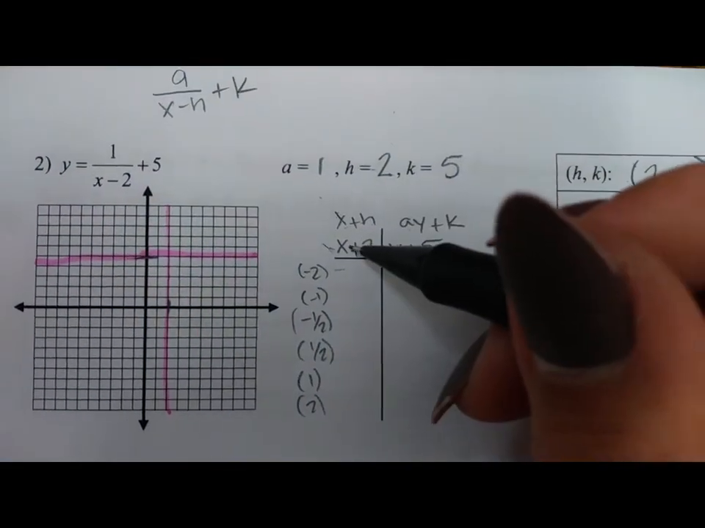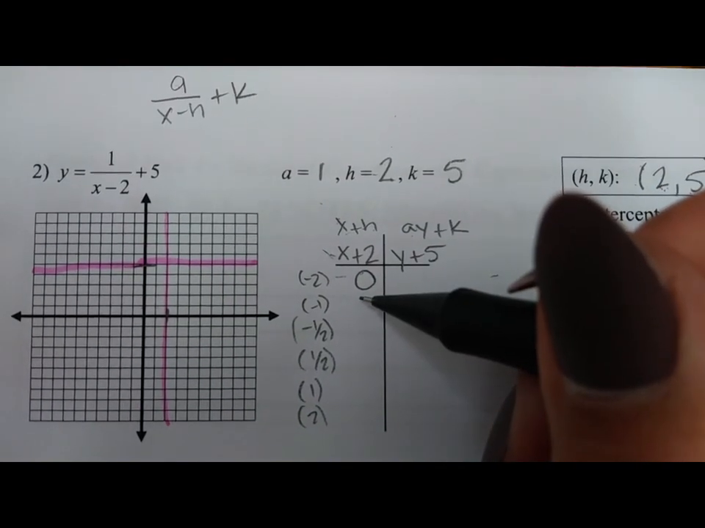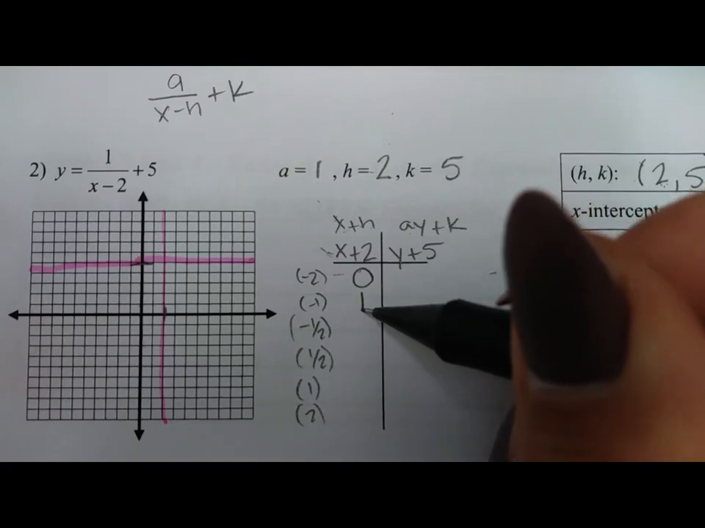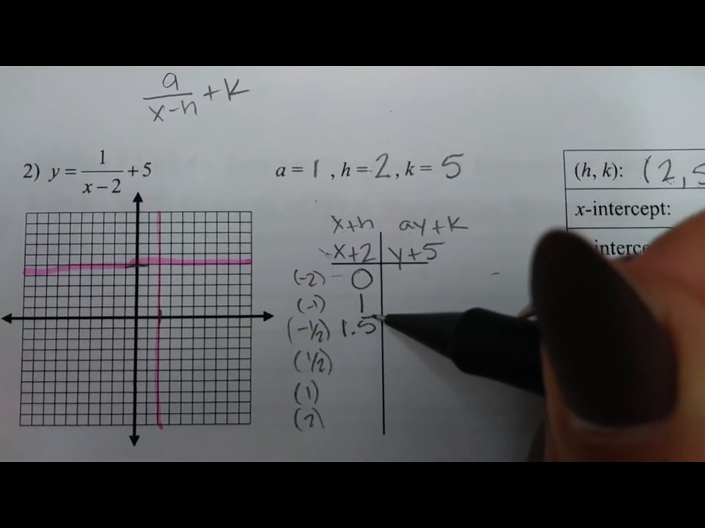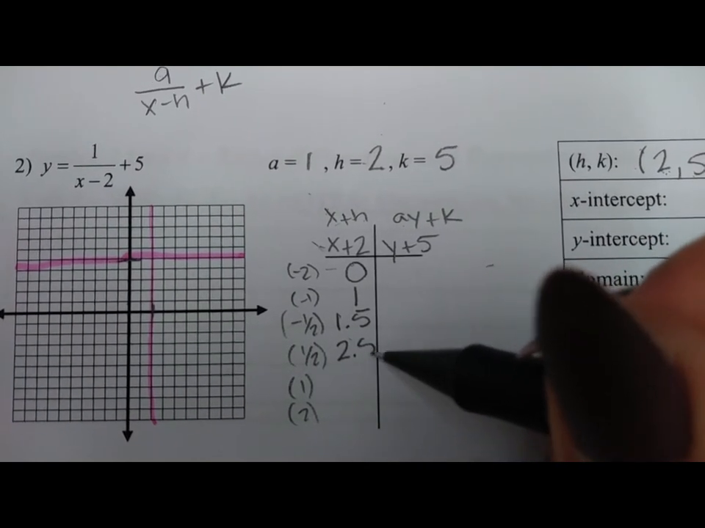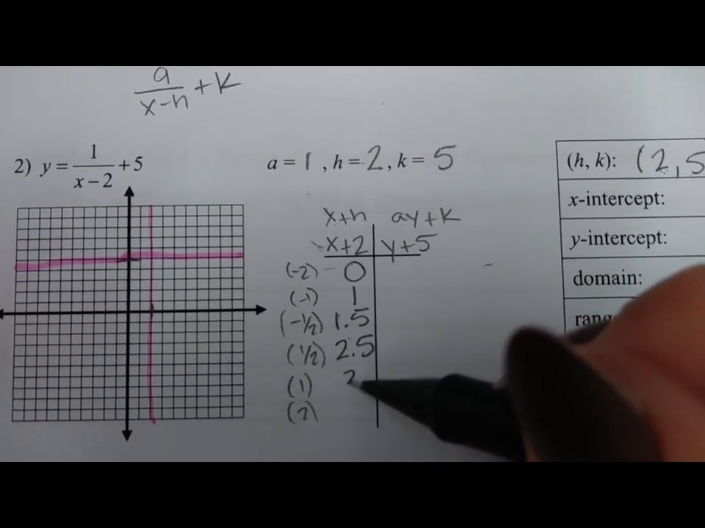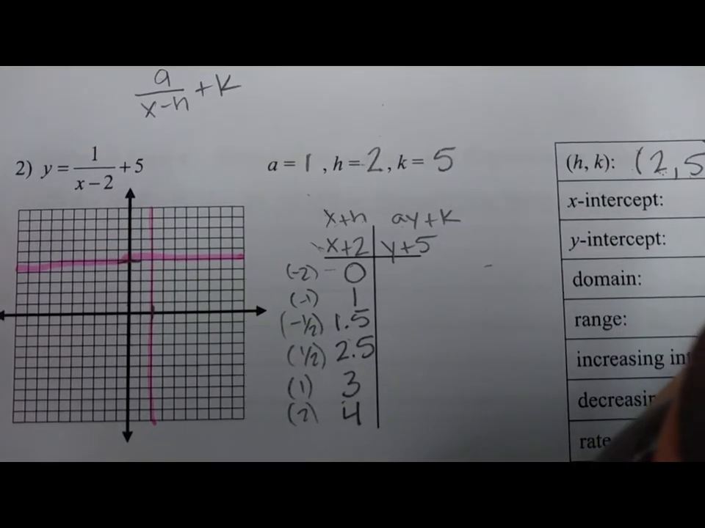So now -2 plus 2 is going to give us 0. -1 plus 2 will give us 1. -half will give us 1.5. Half will give us 2.5. 1 will give us 3. And 2 will give us 4.